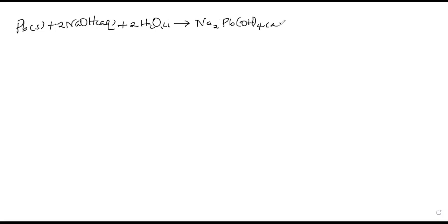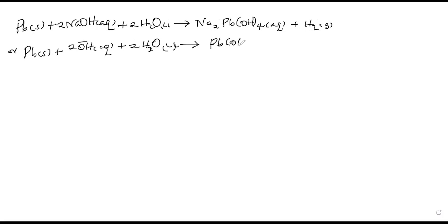Or you can write it when it's reacting with water, in presence of water. So you'll have lead plus 2 sodium hydroxide plus water to form sodium plumbate and hydrogen gas, or lead plus 2OH- plus water, you form a plumbate Pb(OH)4 2- plus hydrogen gas. So still any of those can work.